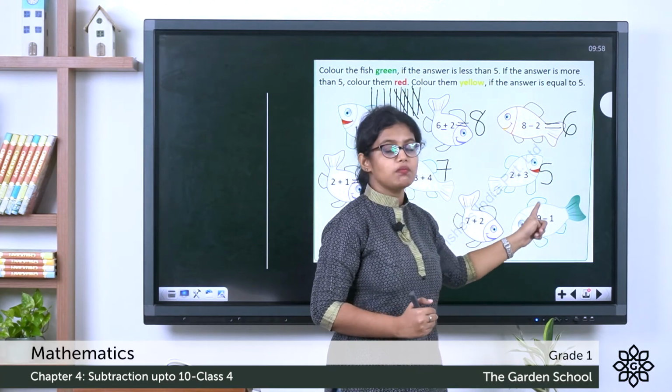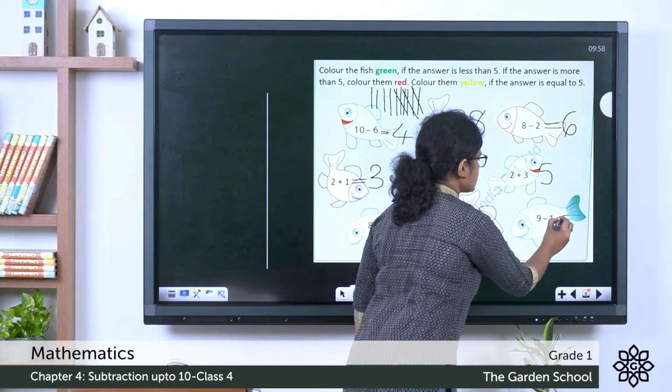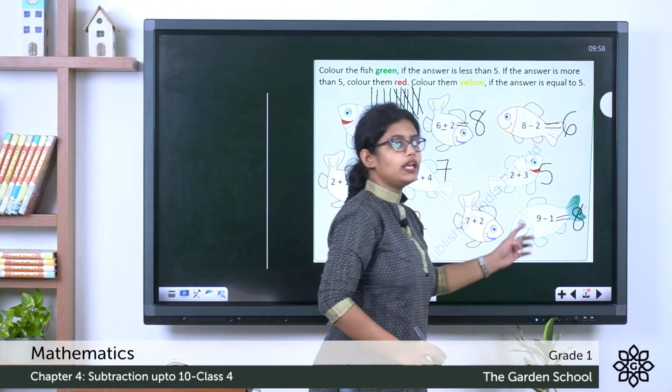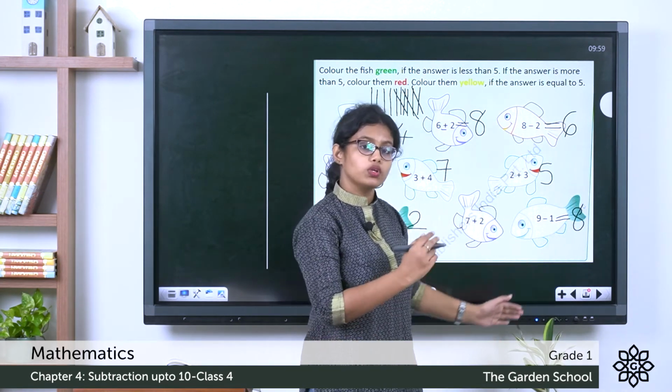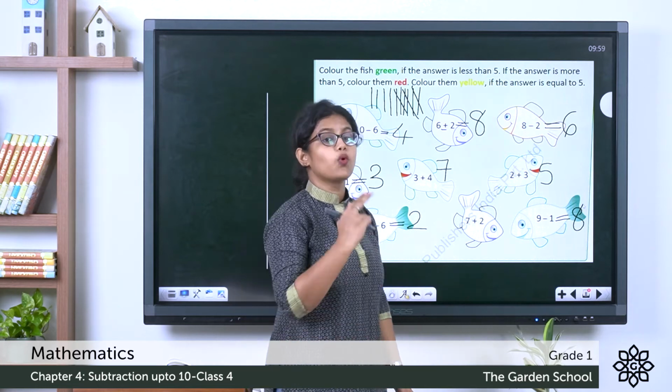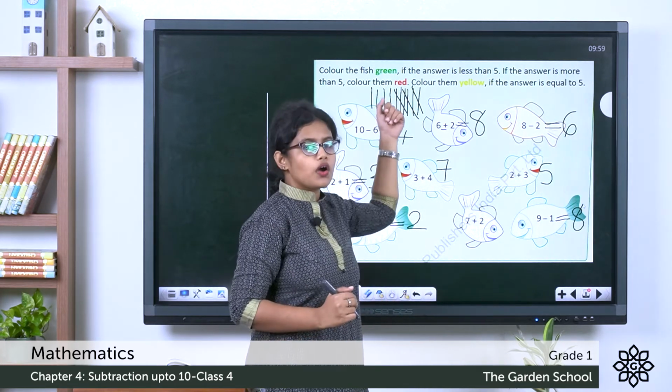Then the next one, 9 minus 1. So what is 9 minus 1? 9 minus 1 equals 8. So is 8 more than 5 or less than 5? It is more than 5. So you have to color it red.